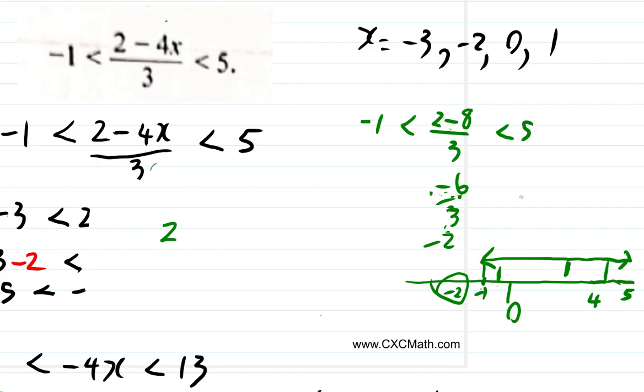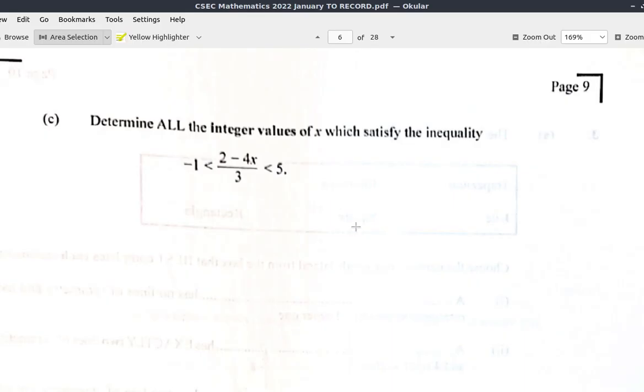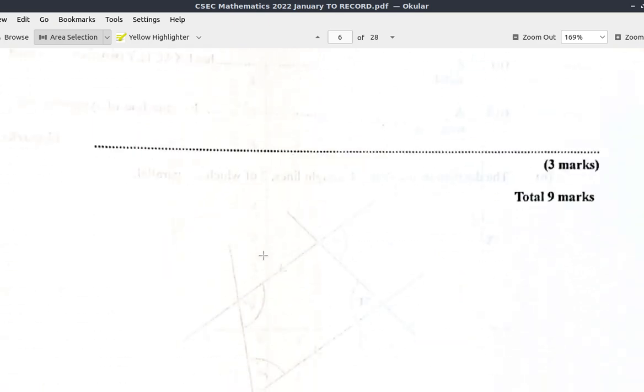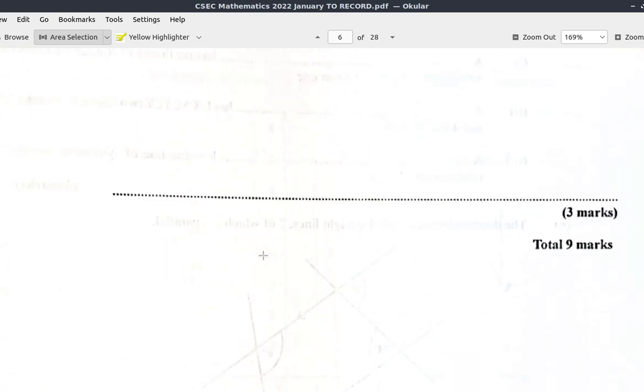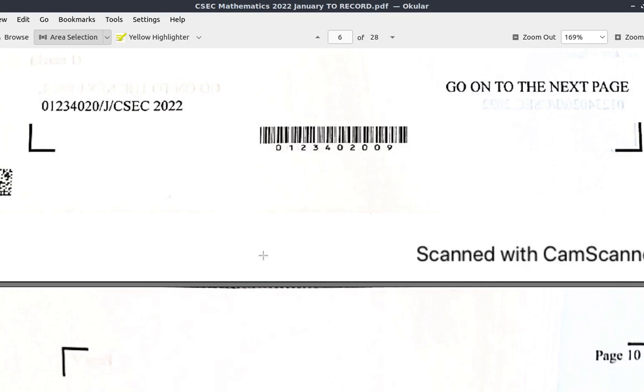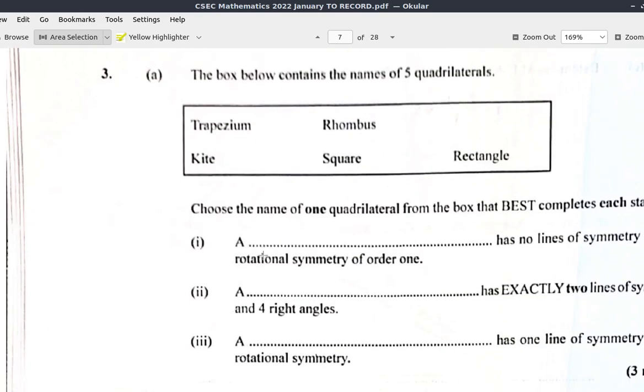But anyway, is there anything else that they say we should do? That's the end of the question. Which question was it again? Question 2. Question 3 next time.